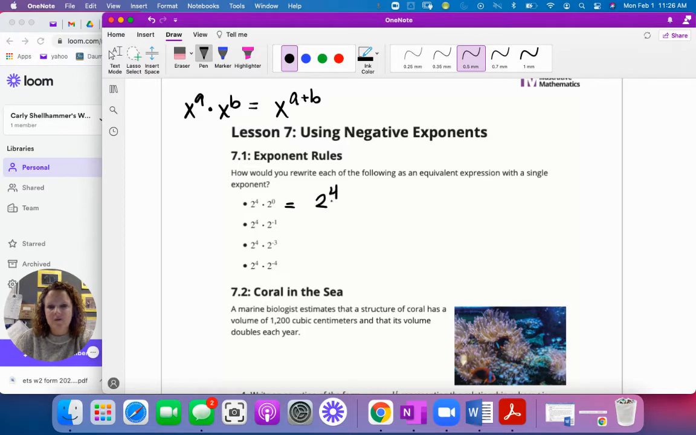So this would be 2 to the 4th power. Here we have 2 to the 4th and 2 to the negative 1. So it's 2 to the 4 minus 1, which is 2 to the 3rd power. Again, 2 and 2, so I add the exponents. 2 to the 4th, I guess I could say plus a negative 3, which is 2 to the 1st power. And then 2 to the 4 plus a negative 4, which is 2 to the 0 power, which is 1. All right, so this is really 4 plus 0 to keep my notation the same.